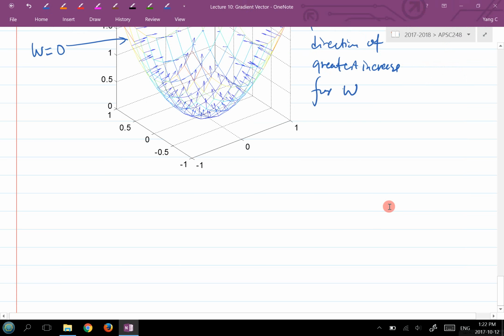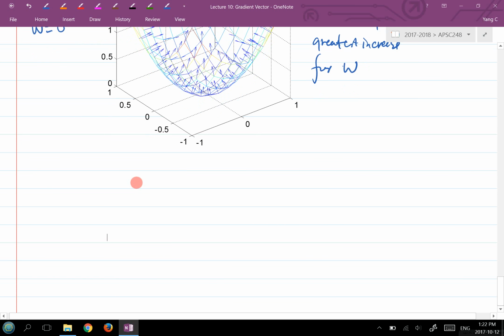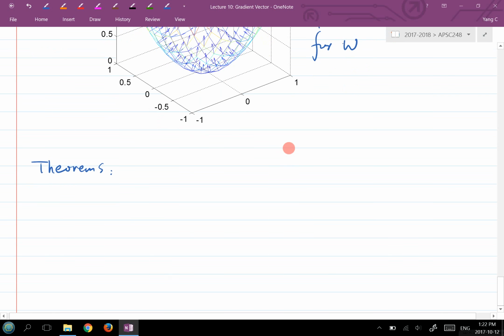Let's continue here, and a couple of things relate to the gradient vector. I probably will call them theorems here. For the first one, I'll at least illustrate this and try to provide you a proof.